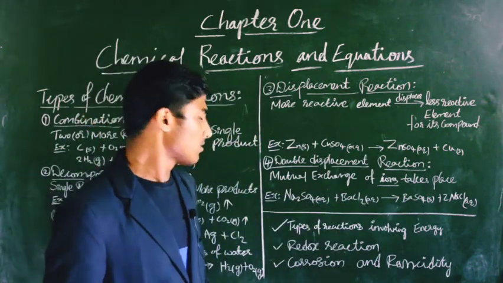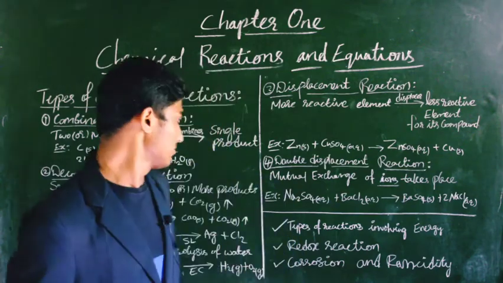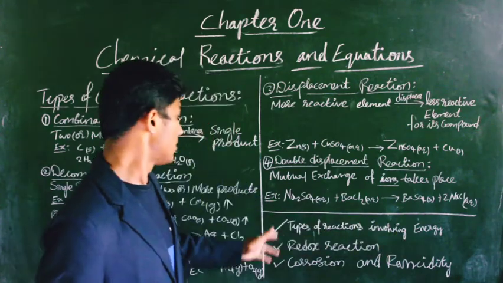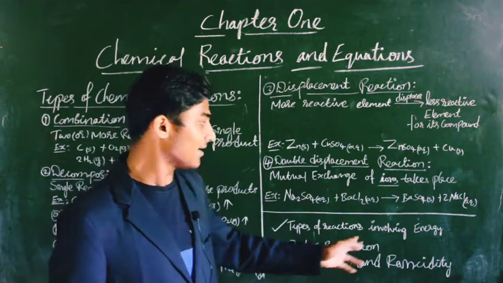Dear students, in the next video we'll be dealing with types of chemical reactions involving energy, redox reaction, corrosion and rancidity.